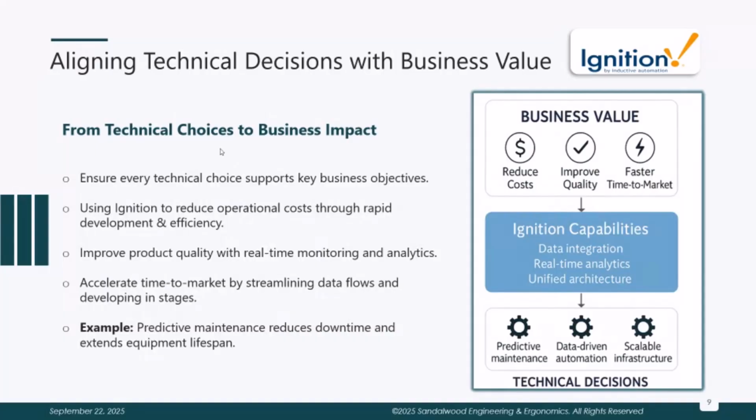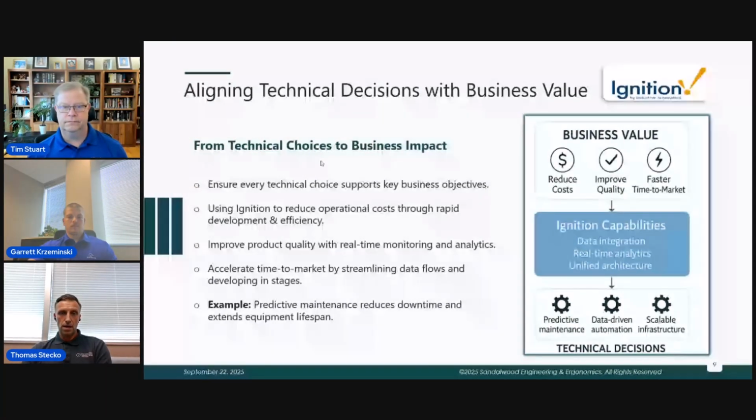So a good example would be preventive maintenance, right? Where we get real-time data, and based off of that data, we can figure out what those KPIs are, where we can reduce downtime, where we can reduce equipment failure, and extend the equipment life. And if we can extend the equipment life, we can speed up the ROI, right? So when I think about Ignition, it links your technical choices directly to business impact, right? The goal is, every decision maps back to cost, quality, meaningful data, and time to market.